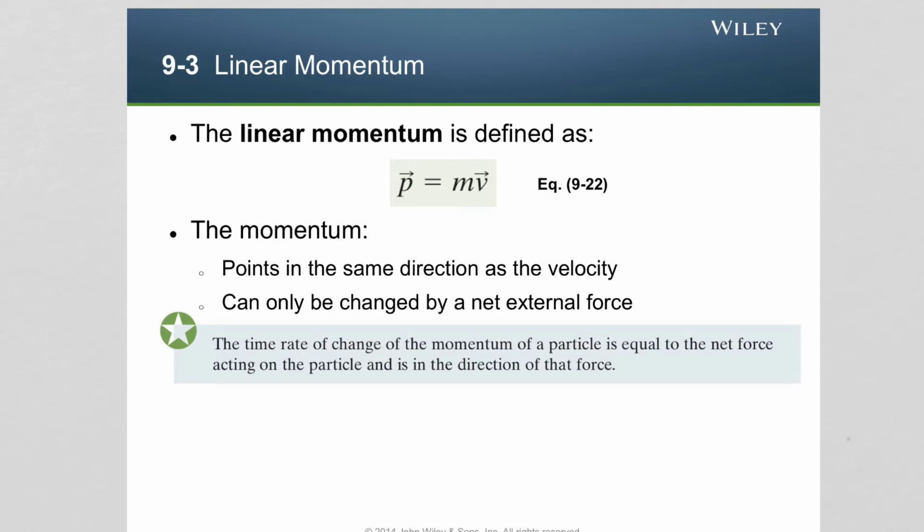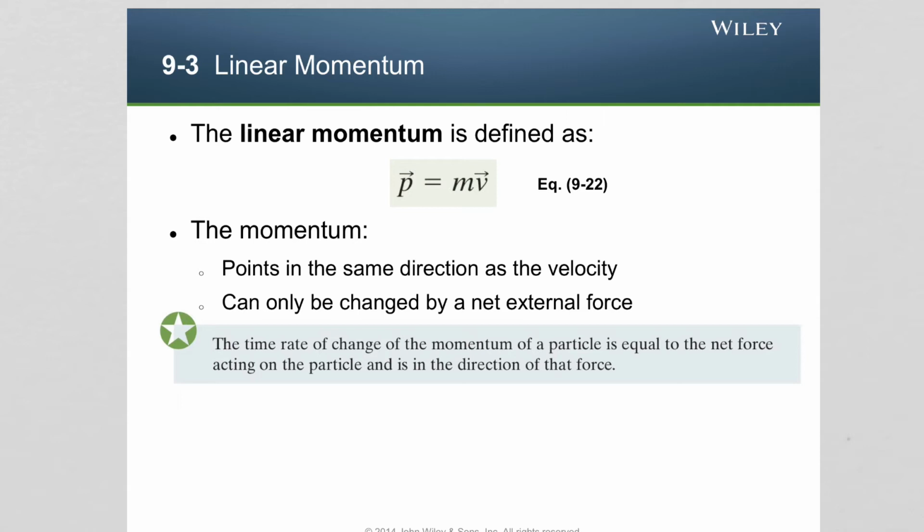Let's now define a new physical quantity associated with the motion of objects. That new quantity is called linear momentum. Linear momentum is a vector quantity p, which is equal to the product of the mass of an object and the velocity of the object. From the definition here, you can see that the linear momentum is a vector that has the same direction as the velocity of the object.